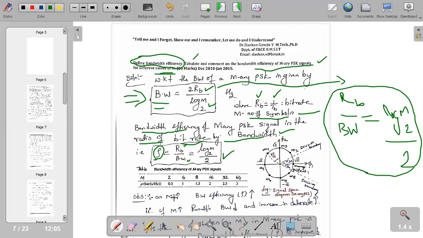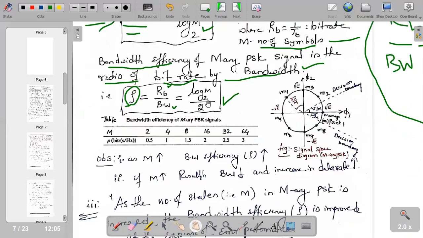So what information can we get from this bandwidth efficiency? You can observe that whenever you increase the bandwidth, the bandwidth efficiency decreases. Whenever you decrease the bandwidth of the system, the bandwidth efficiency increases. That indicates the channel capacity increases. The bandwidth efficiency is nothing but your channel capacity increasing.